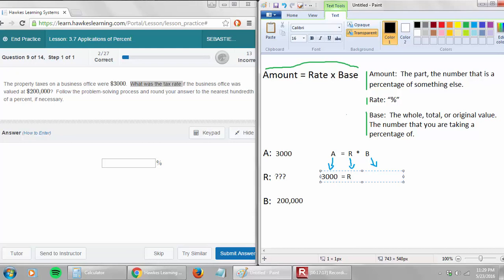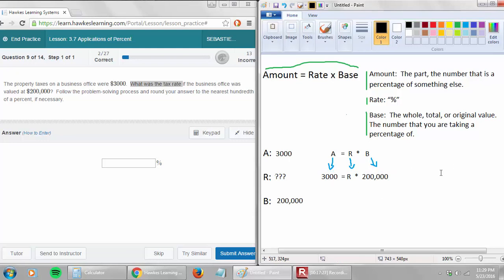And then I'm going to bring down my multiplication, and I do know what the base B is. It's $200,000. All right, and this is what your equation should look like. This is different from the previous one because instead of having A equals something, I have 3,000 equals something. Make sure that your equation looks like this. Resist the temptation to try to say something like R equals 3,000 times 200,000.